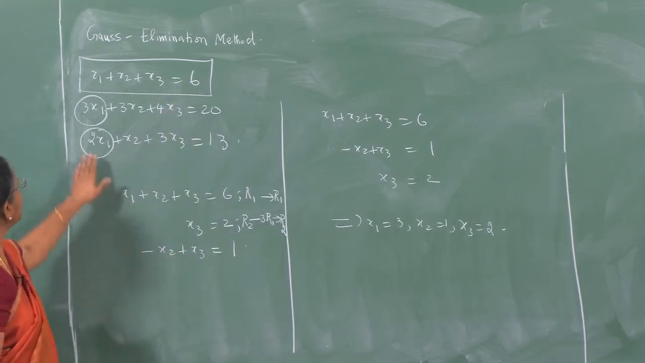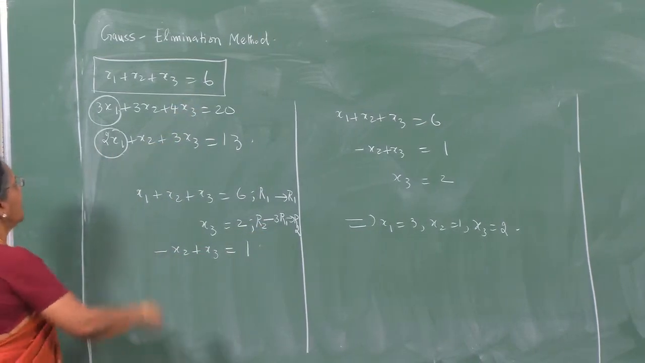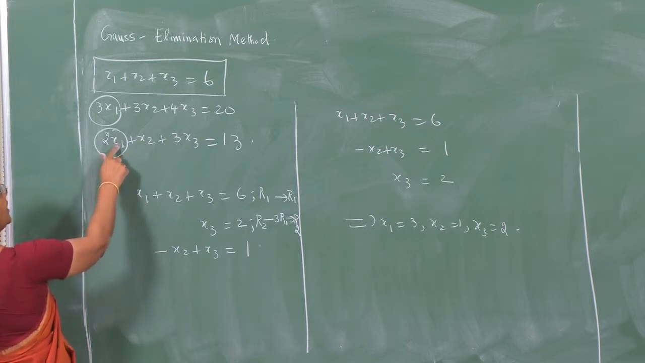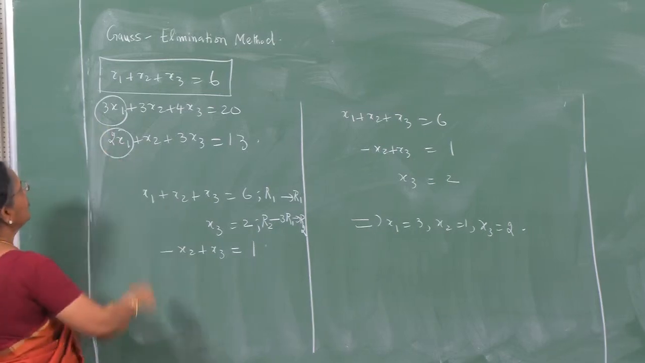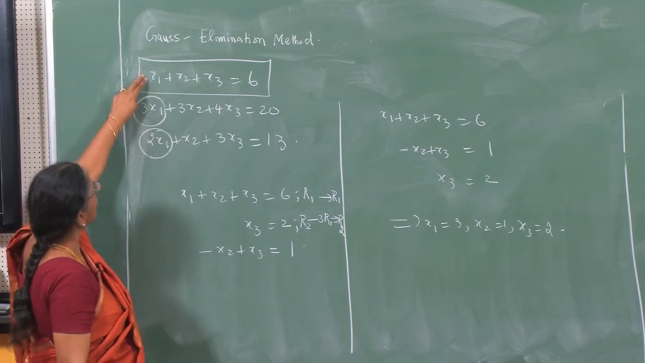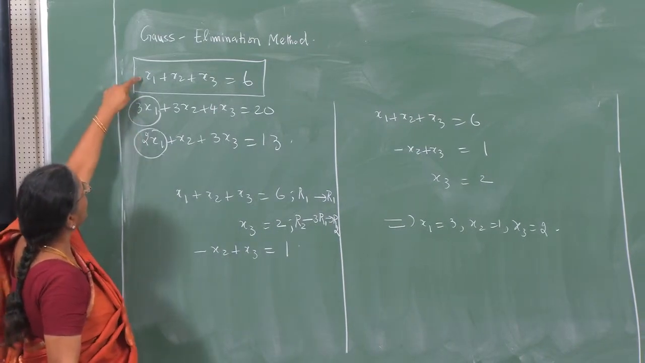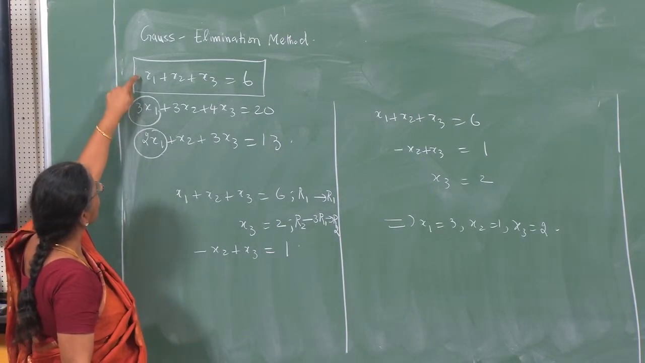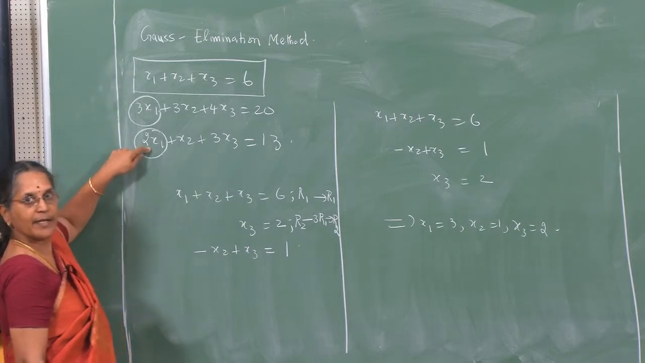Now, let us move to the third equation. I want to make the coefficient of x1 0. So, what should I do? Multiply the pivotal equation by 2 by 1 and subtract it from the third equation.